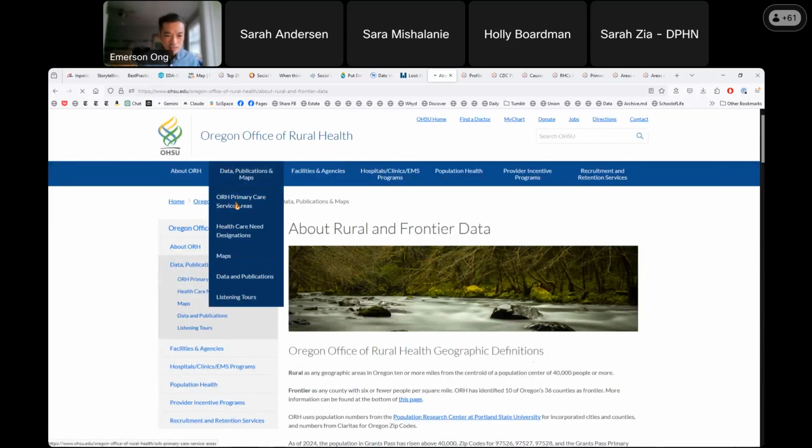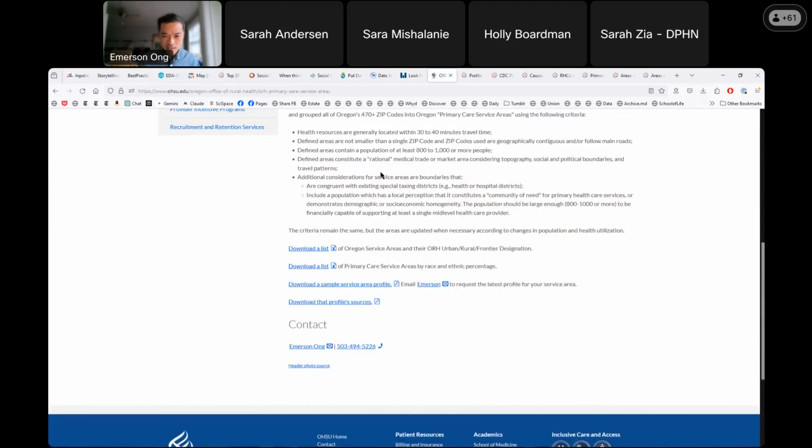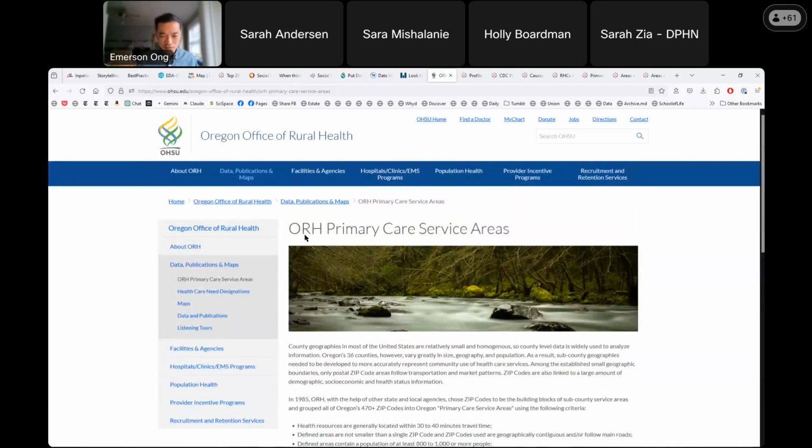So then the second one here is a page about primary care service areas. I already went through that in the report, but you can download a list of all the zip codes and their associated service area, the race and ethnic percentages for each service area, and a sample profile, and a list of data sources for the profile. And you can just contact me anytime for a profile for your community.